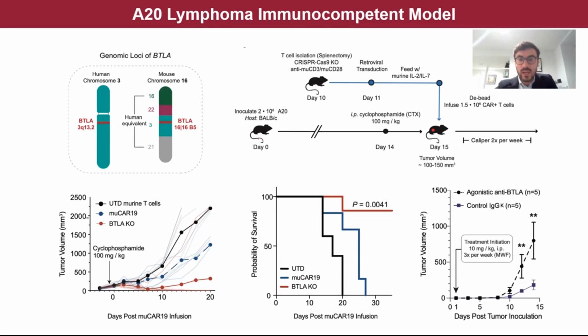To prove that this pathway is really important, we then did another experiment where instead of blocking BTLA, we actually stimulated BTLA to sort of prove the point that the T cells are inhibited. And as a result, what we found is that if you stimulate BTLA, you actually get a much quicker tumor progression as compared to the control antibody.